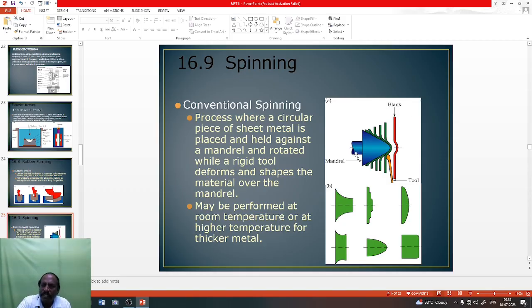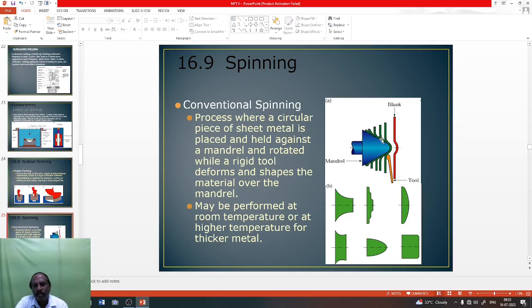Here you can see the mandrel, and the blank we are keeping, and the tool we are pressing here. The mandrel will be rotating, and the blank is kept and the tool is pressed. So you will get many shapes, 1, 2, 3, 4, 5, 6. You will get different types of shapes. These shapes are very important.